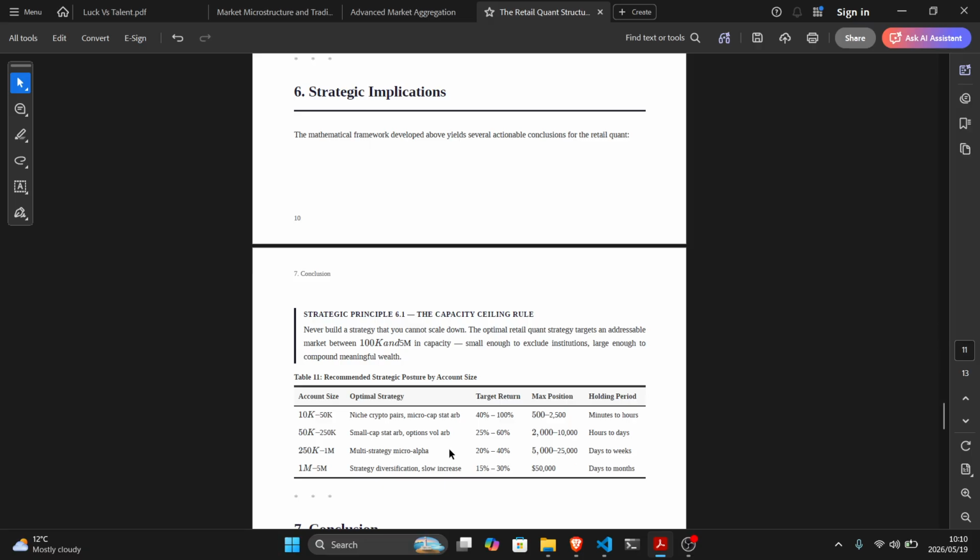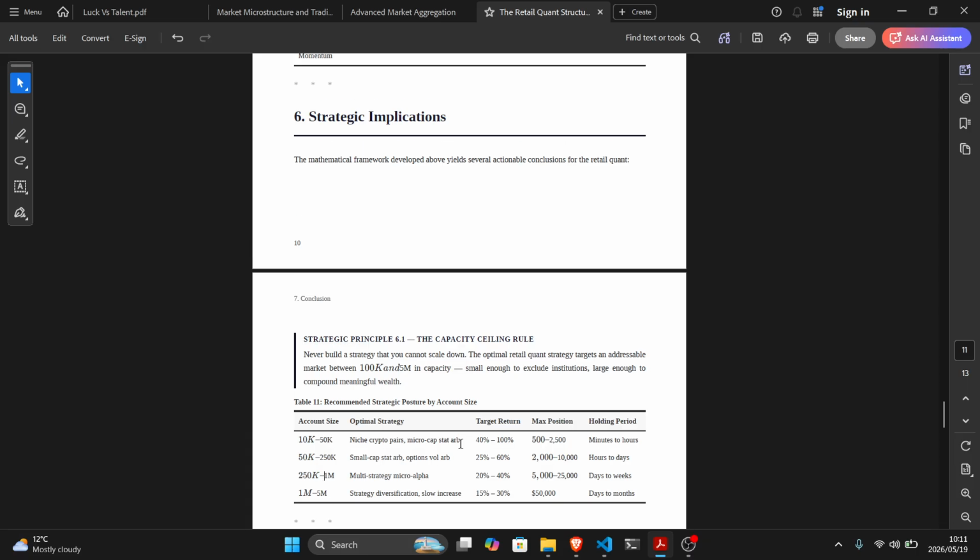Now, with an account size of 1 million to 5 million, you're not really big. It's still very small, but you're just getting started in the game. You just got your first taste of what actual money is. So the most optimal strategy is mostly strategy diversification and a slow increase. A target return about 15% to 30%, max position 50,000, holding period days to months. And that's about it for the strategic implications.